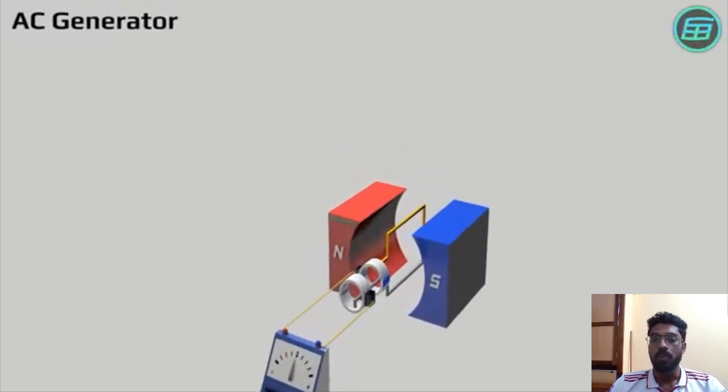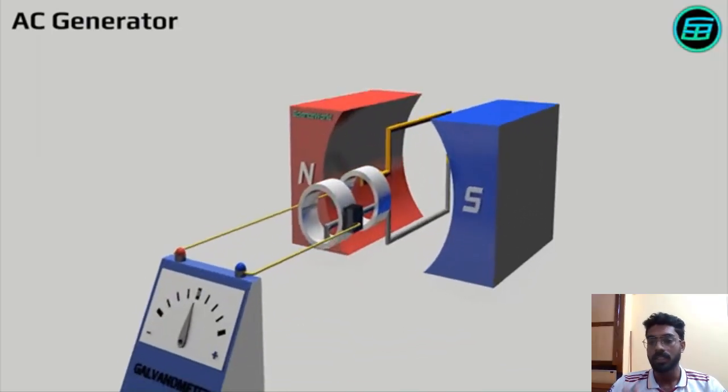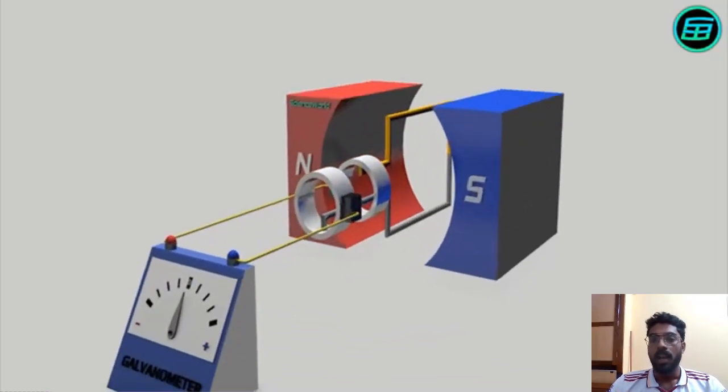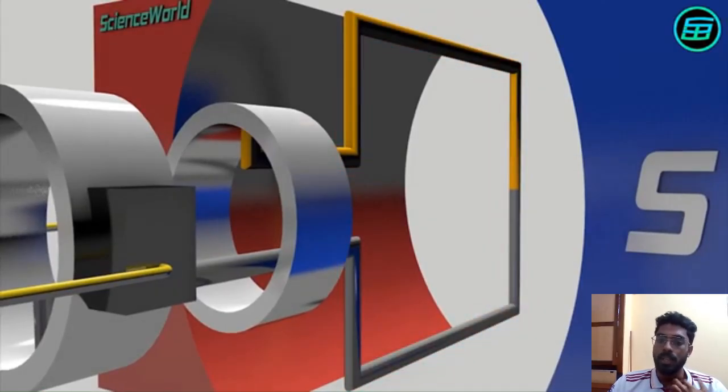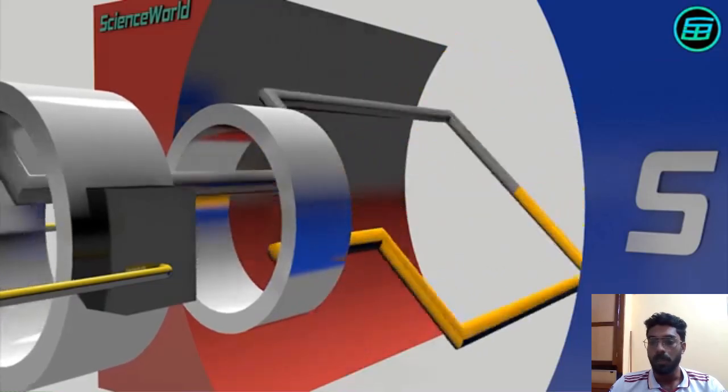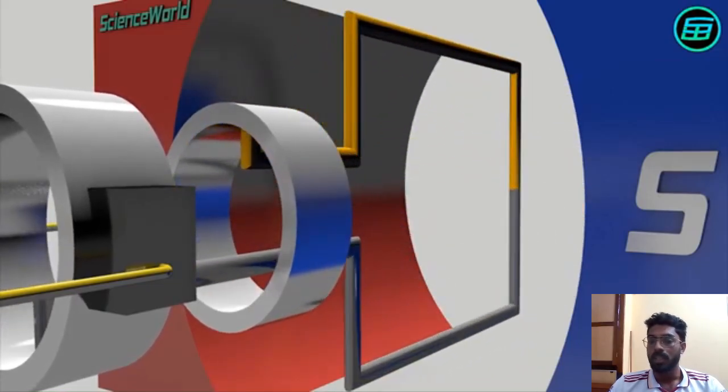Okay, basically we have a permanent magnet, that is a stator part, the stationary part, and we have an armature. Here we have a yellow painted as well as a silver painted armature, to help you understand and distinguish the flow of current.